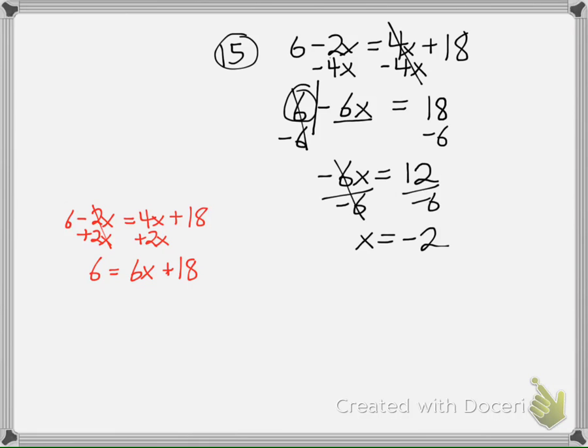But my answer is still going to be the same, because now to get 18 moved to the other side, I have to subtract it. So instead of having positive 12, I'm going to end up with negative 12 equals 6x. So I'm going to divide through by a positive 6 this time, but what I'm dividing is a negative 12 divided by positive 6, so I still get negative 2. So either way you do it, you'll get the same answer.